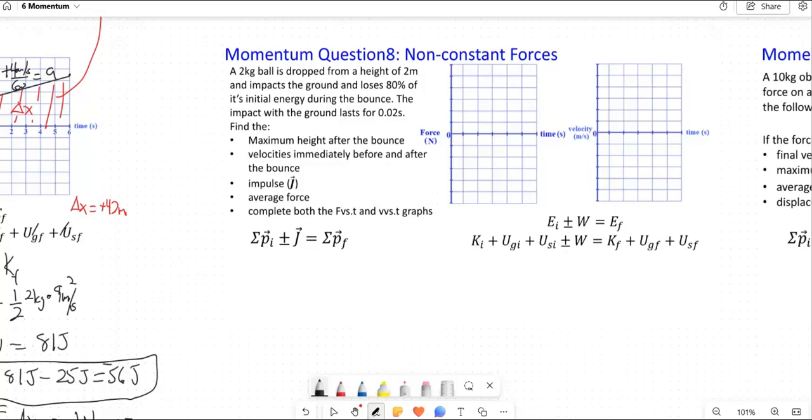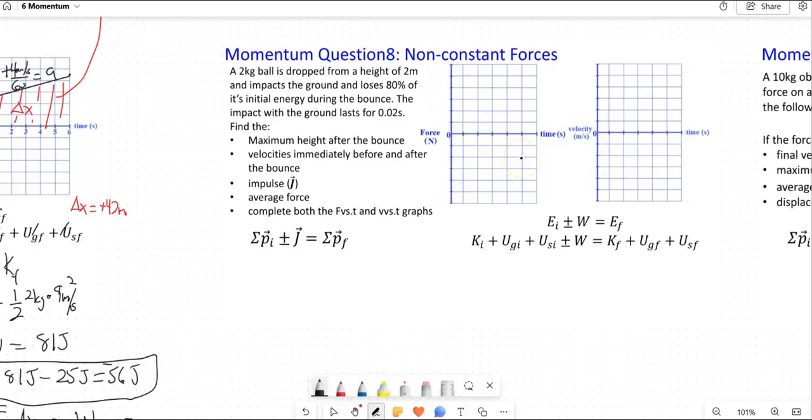The bounce is going to last for 0.02 seconds. And what we're asked to do is figure out the maximum height after the bounce, the velocities immediately before and after the bounce, the total impulse, the average force, and complete both the force versus time and velocity versus time graphs. Now you'll notice there are no numbers.